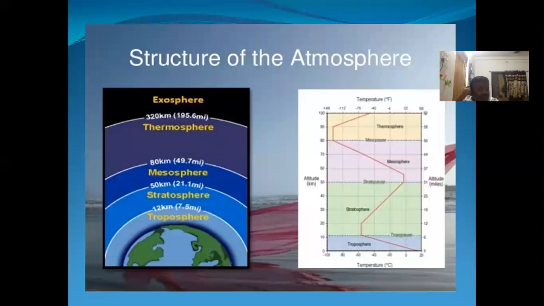The structure of the atmosphere: the troposphere is very close to the earth's surface. Then above 12 kilometers there is the stratosphere. Above 50 kilometers there is the mesosphere. Above 80 kilometers from the mesosphere there is the thermosphere, and above the thermosphere there is the exosphere, or ionosphere, that is 320 kilometers away from the thermosphere. This is all about the different layers.